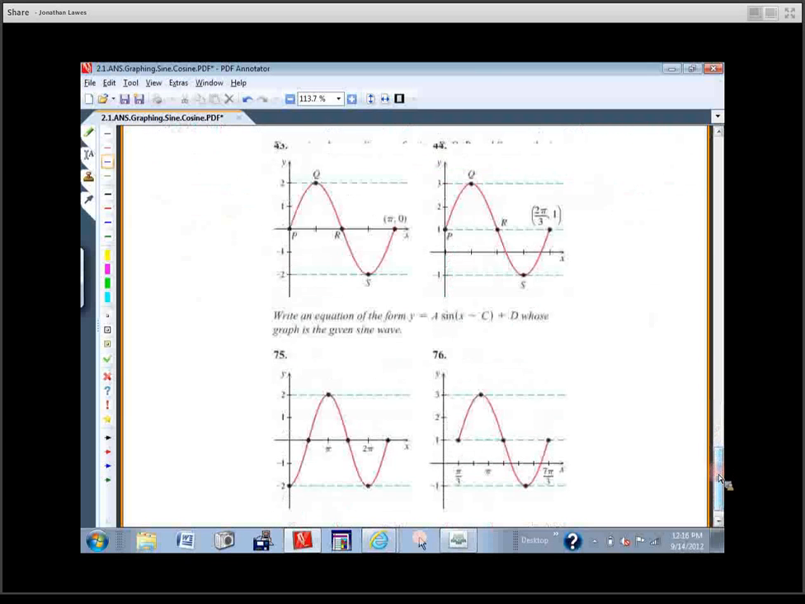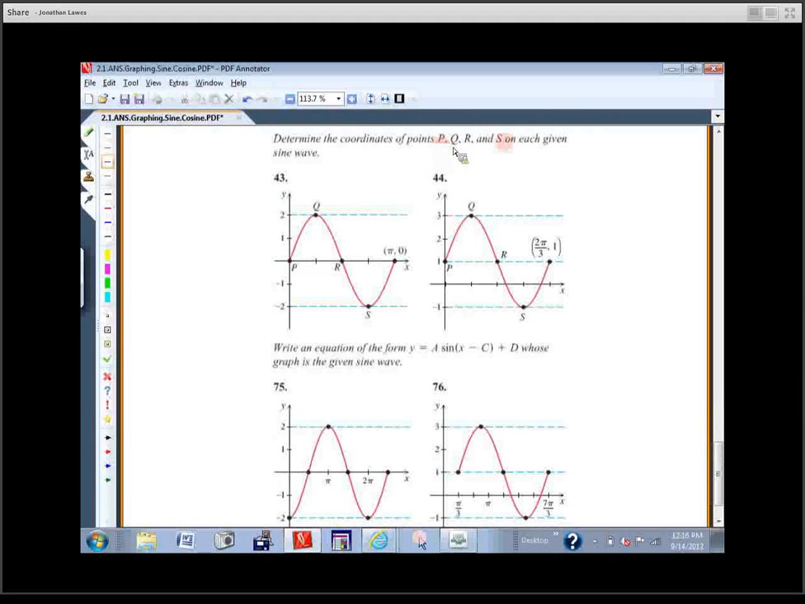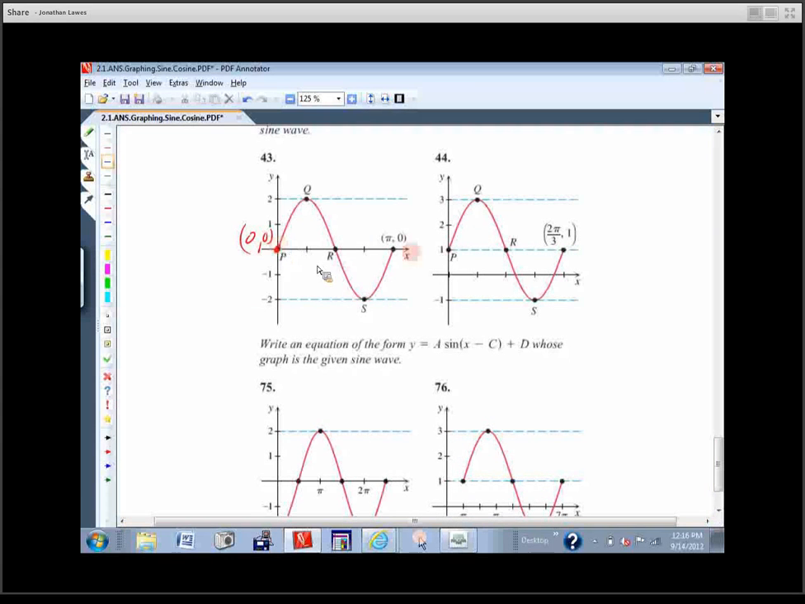Okay, so this says determine the coordinates of P, Q, R, and S on each sine curve. So you have to look at this, look at the way things are scaled, and figure out where these are. Okay, that one's a piece of cake. 0, 0. If this is pi, see why I said it's good to be able to figure out where the end, the middle, and the quarters are? If that's pi, where's the middle? Pi halves. Where would the quarters be then? This would be at pi fourths, and this would be at 3 pi fourths. And this would be down at -2. And this would be at 0, so this is going to be pi halves, comma 0. And this is going to be at pi fourths, comma 2. Does that make sense?